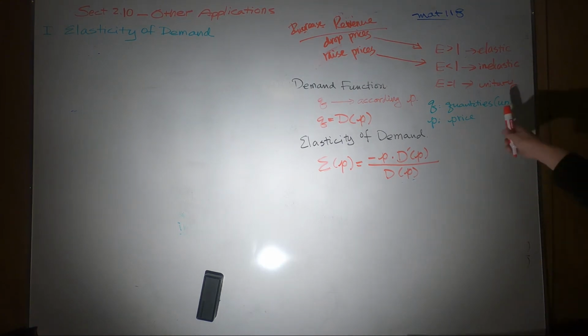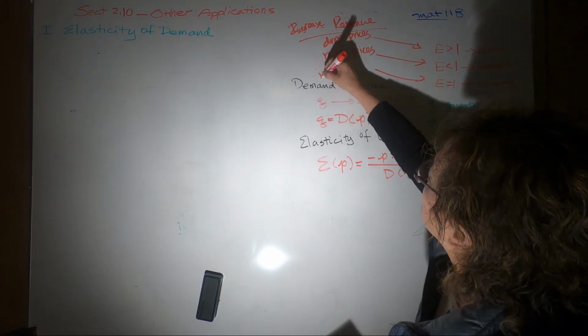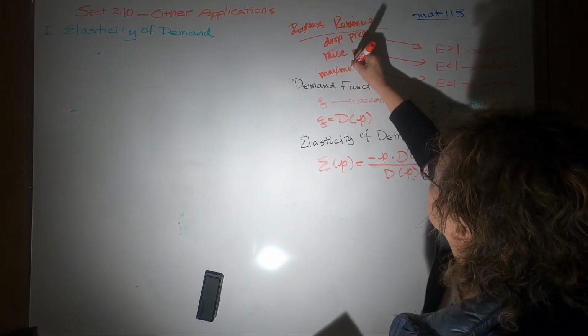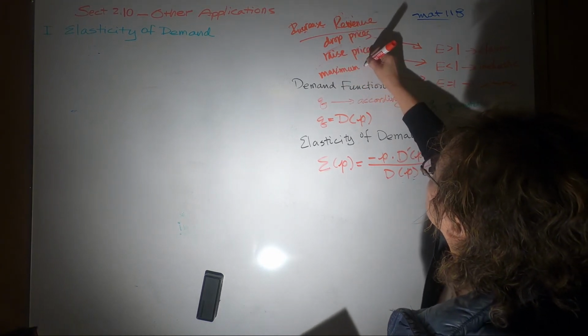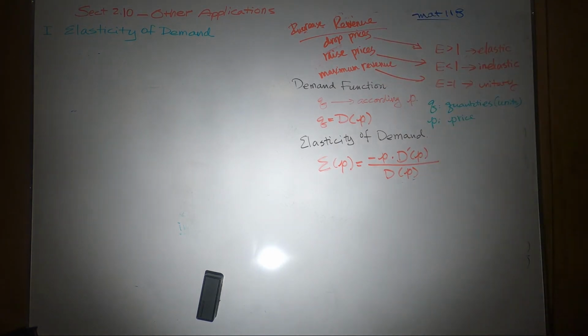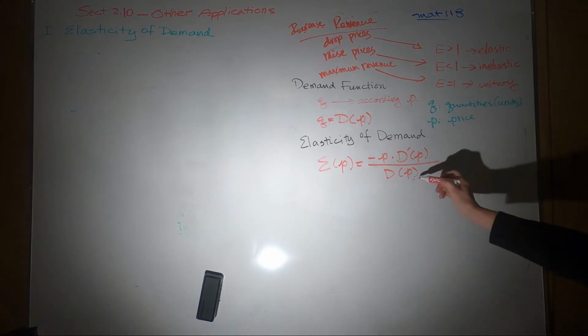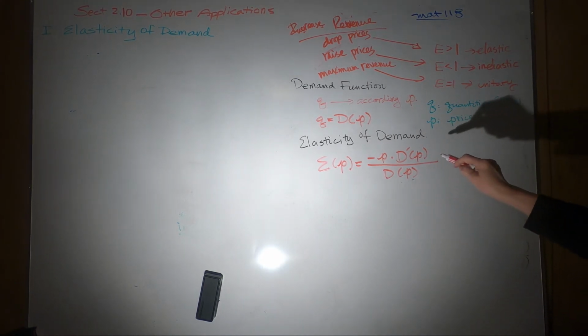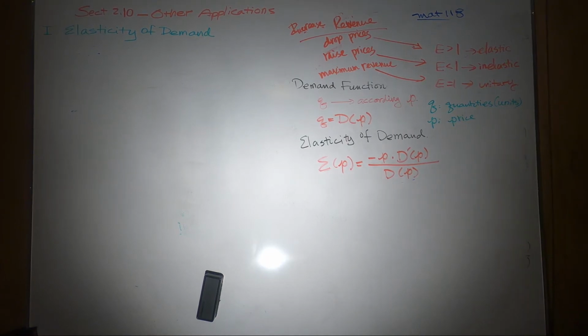Okay? Then when it's unitary, then it probably is a maximum revenue at that time. So this is maximum revenue. So that's what you need to remember. Then you use this formula to figure out your elasticity. Okay? So to make a decision.